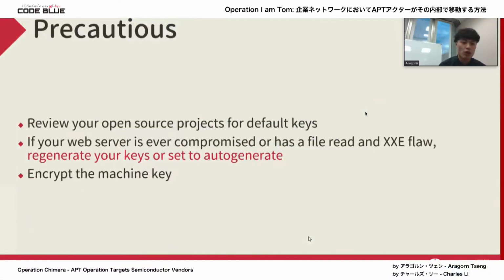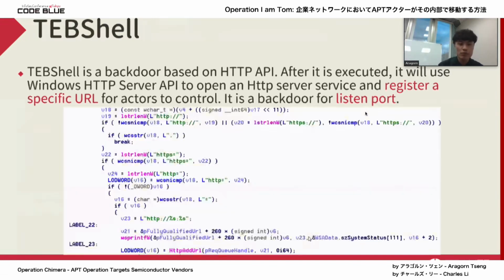And here are the precautions against the deserialization attack. Please review your open source projects for default keys. And if your web server is ever compromised or has a file read vulnerability, please regenerate your keys, set them to auto-generate, or if possible, encrypt the machine key.